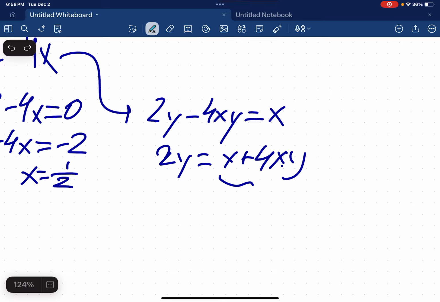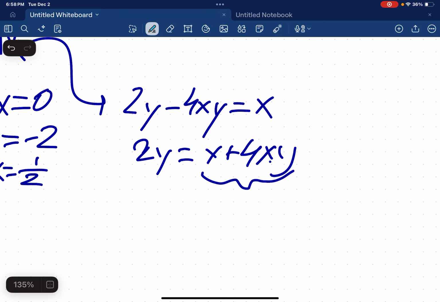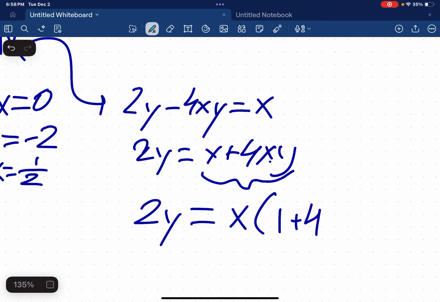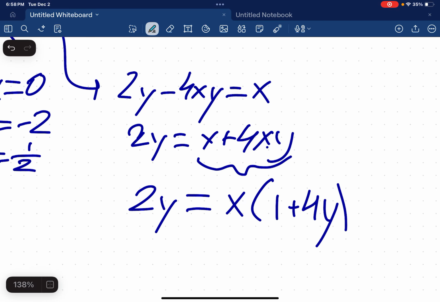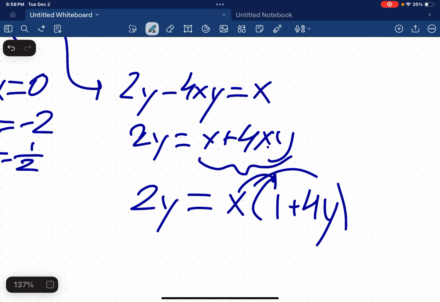I feel like I'm doing it backwards. Okay, but now we can actually take out an x term from here, so we can put our x on the outside and have 1 plus 4y, because you see that just factors in there.